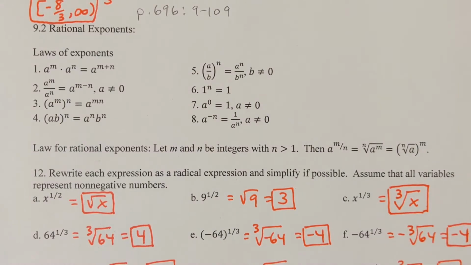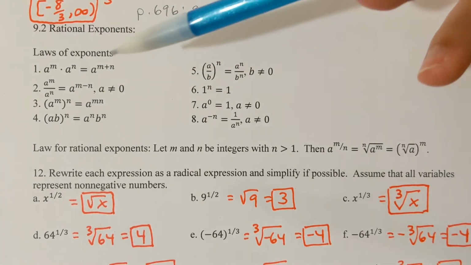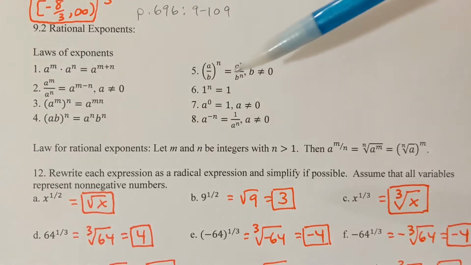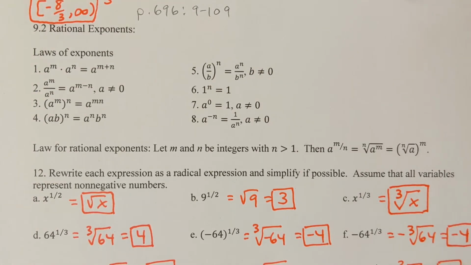Okay, I'm going to get started on section 9.2 now. 9.2 is called rational exponents. I have a bunch of laws of exponents that we should know. We should have all been there and done that before with these laws. We will need to know the laws of exponents for various things in this section and even beyond.